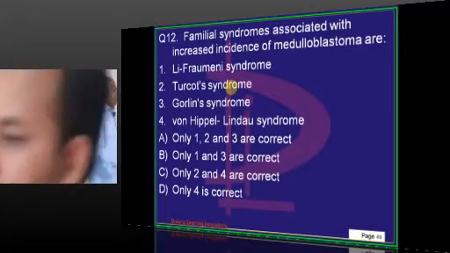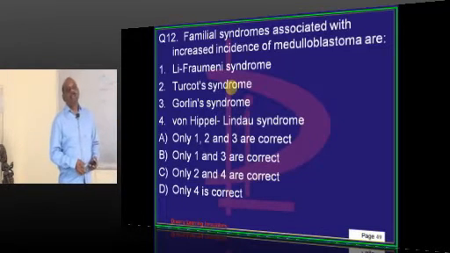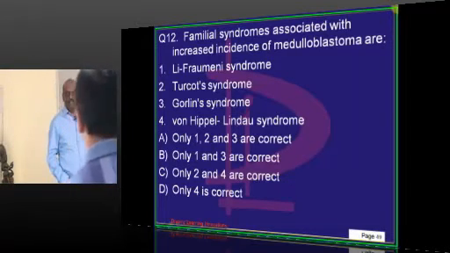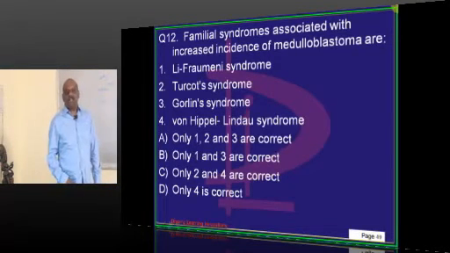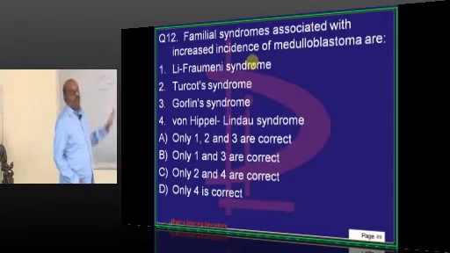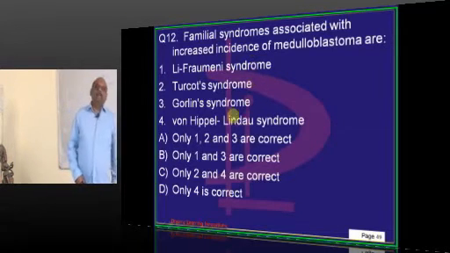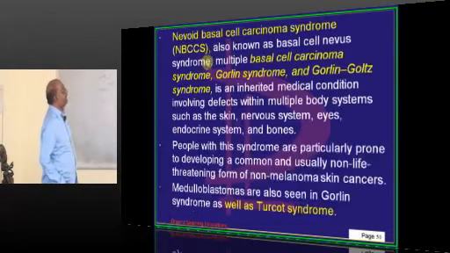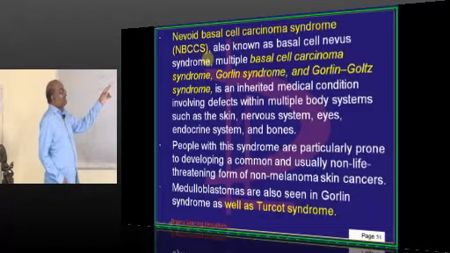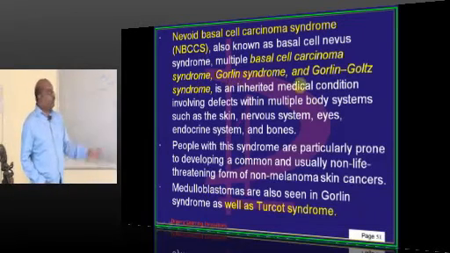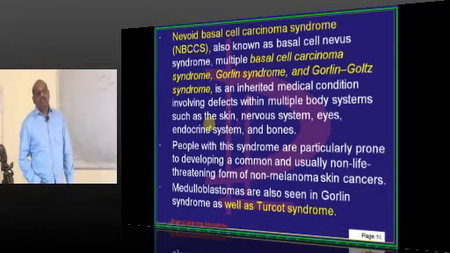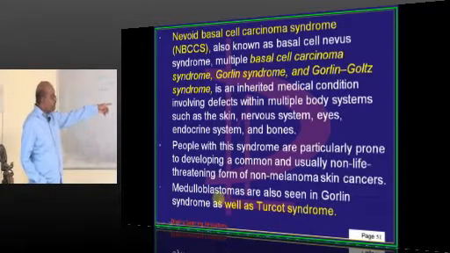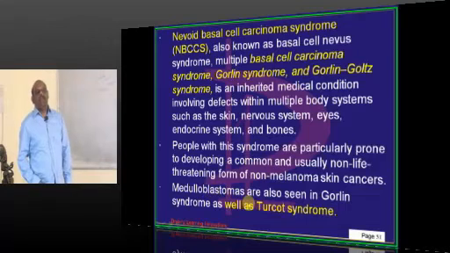Now doctor, in which familial syndrome will the incidence of medulloblastoma increase? Li-Fraumeni is basically what? A P53 issue. P53 is the one which prevents cancer from developing. So that is the reason Li-Fraumeni has a lot of cancers. Then Turcot and Gorlin, what are they? Nevoid basal cell carcinoma is the other name given for Gorlin syndrome. You have a high incidence of medulloblastoma. Turcot syndrome also will show a high incidence of medulloblastoma.